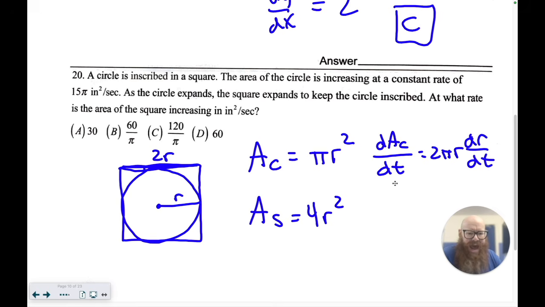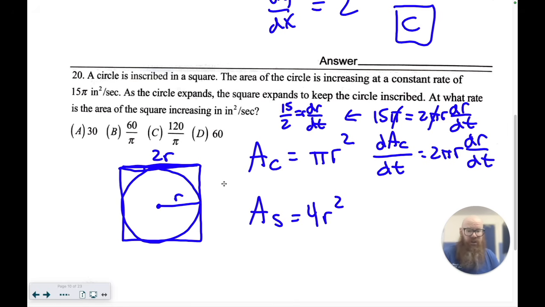So I have that, but I don't know dr, and I don't know r. So that's kind of interesting, right? But I do know that this is 15 pi. So 15 pi is equal to 2 pi r dr/dt. Pi's cancel. So I have 15 over 2 is r dr/dt. That's really all I can do here. They don't tell me r or dr/dt. So then just put that on hold, have faith, and then take the derivative here.